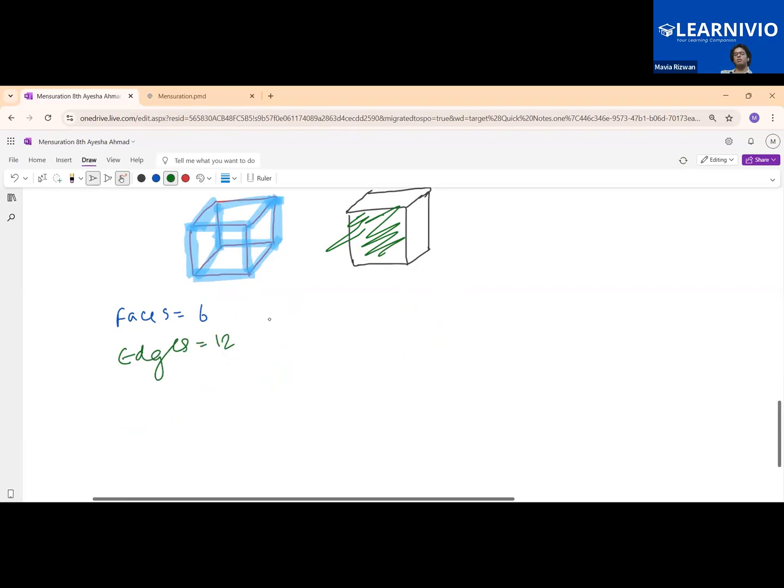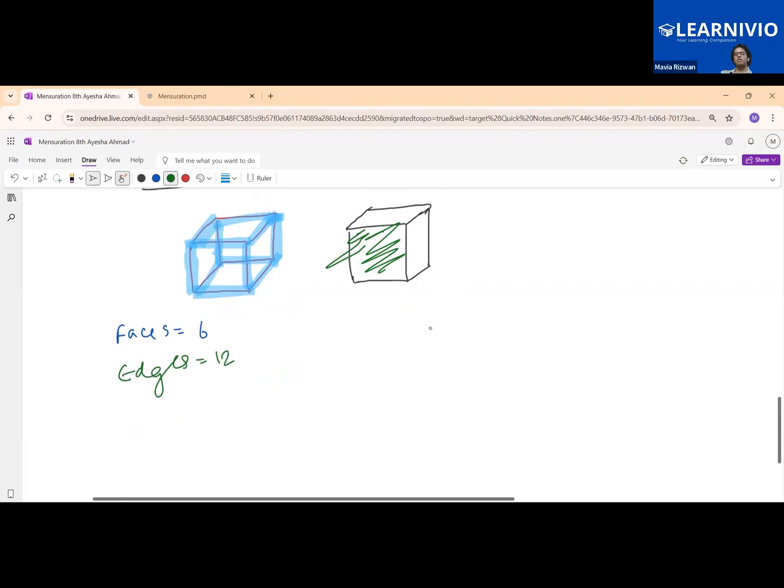Now let's talk about the vertices. Which vertices are this? 8. Yes, 8. These are the vertices. Yes, sir.